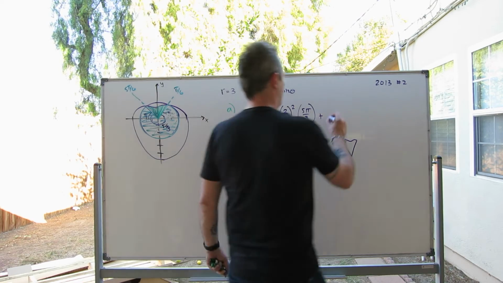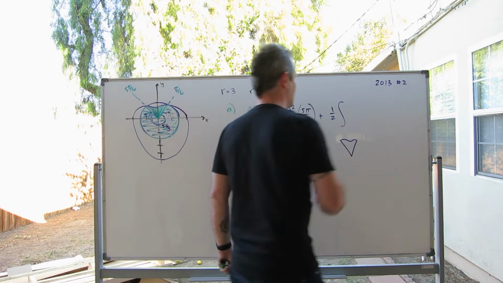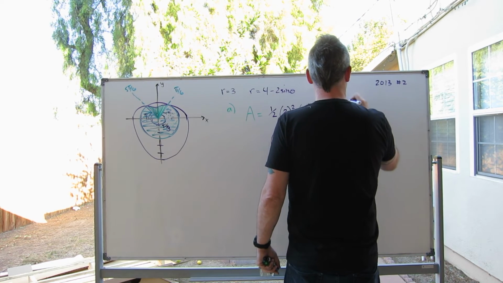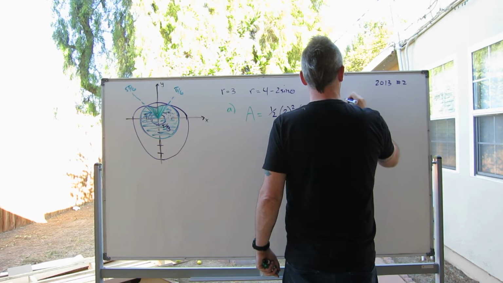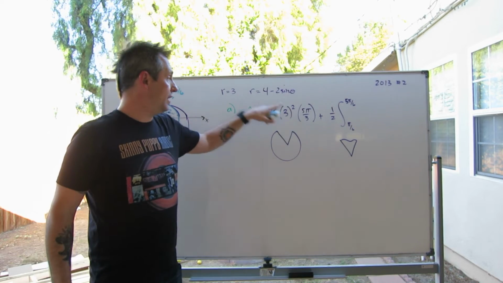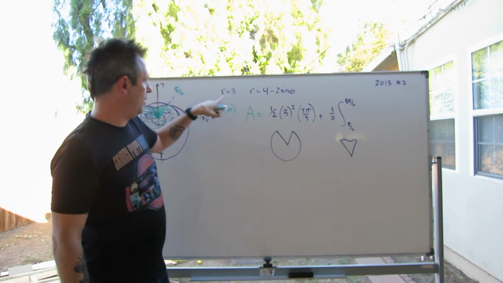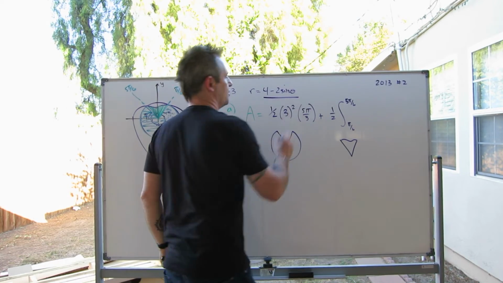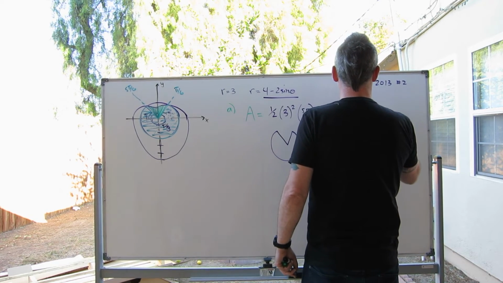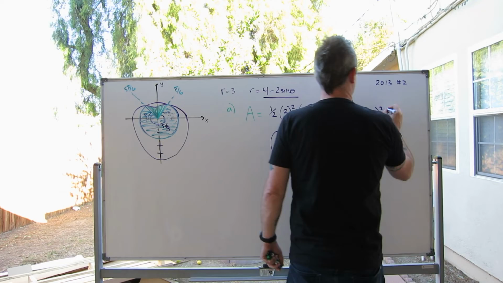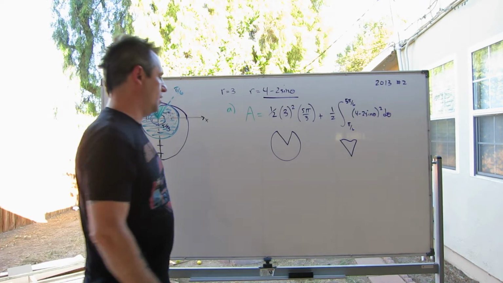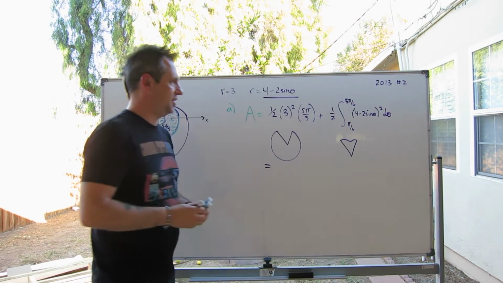That is 1/2, there's always a 1/2, times the integral from pi over 6 to 5 pi over 6 of r squared. R in this case is this curve, so it's 4 minus 2 sine of theta, squared, d theta. And there you have it. So now I'm simply going to figure out what this is.